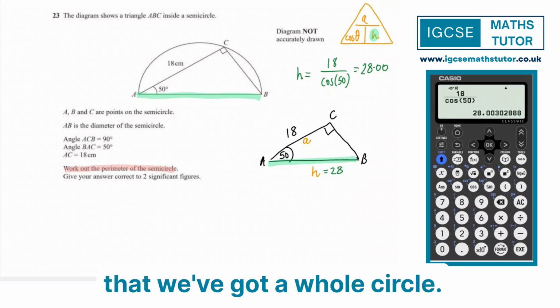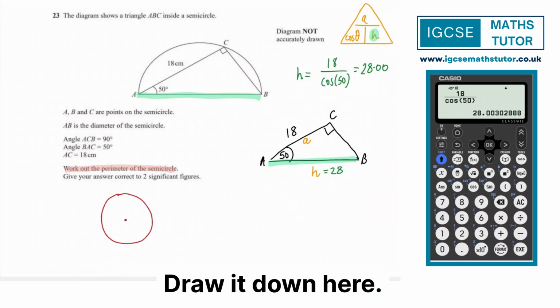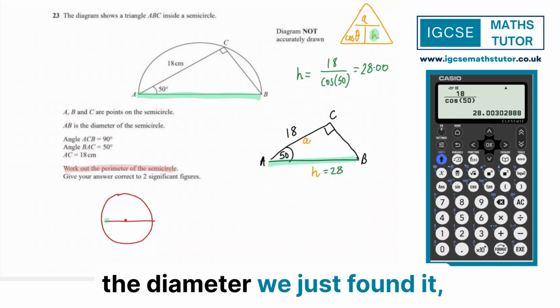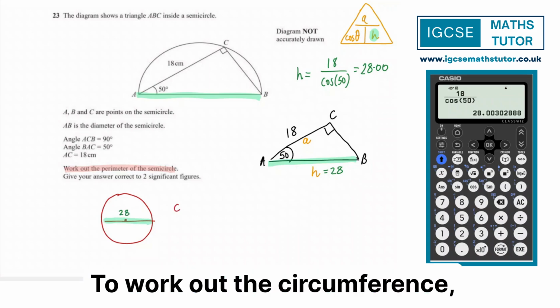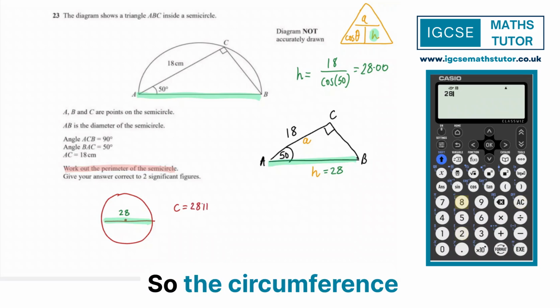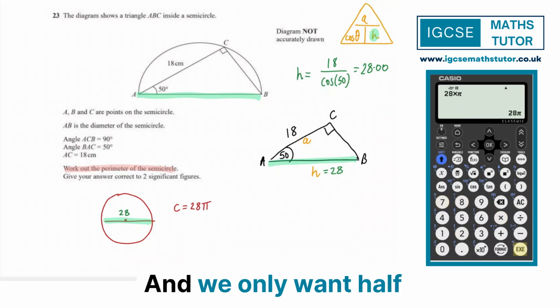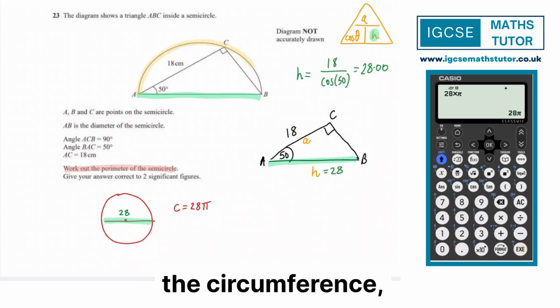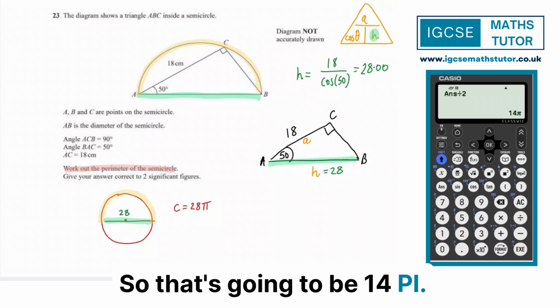Now what I'm going to imagine is that we've got a whole circle. Draw it down here, and we know that the diameter, we just found it, is 28. To work out the circumference, we do the diameter, which is 28 times pi. So the circumference will be 28 pi. And we only want half the circumference. We want that arc length. So that's going to be 14 pi.